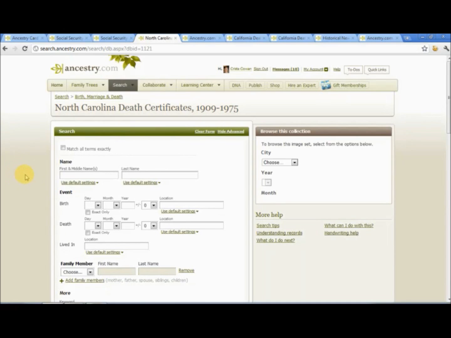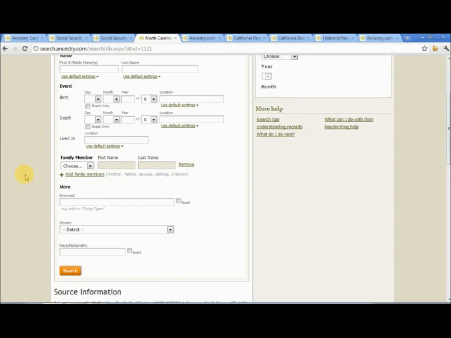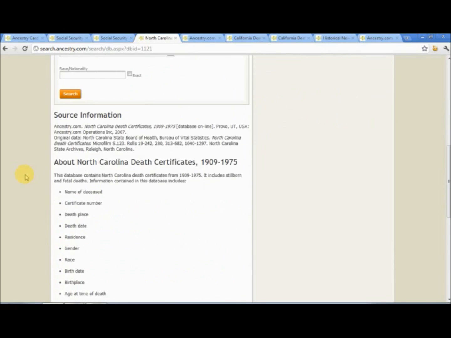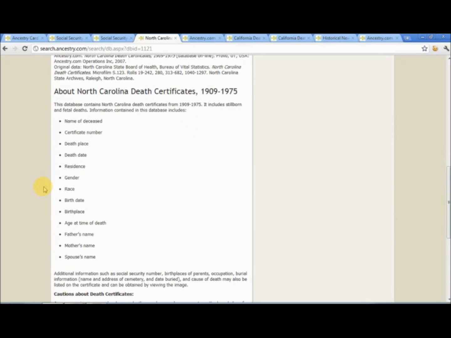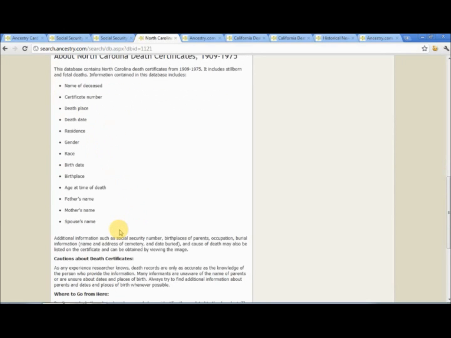Now, one of the things I want to point out, whenever you get to a search screen to look at a set of records, I would recommend scrolling down past that search box to the source information, where you'll learn exactly where Ancestry.com obtained those records. In this case, it's the North Carolina State Board of Health and Bureau of Vital Statistics. And also, you'll learn a little bit of information about what's going to be included on that death certificate, just to give you an idea before you get started about what you're going to get into.